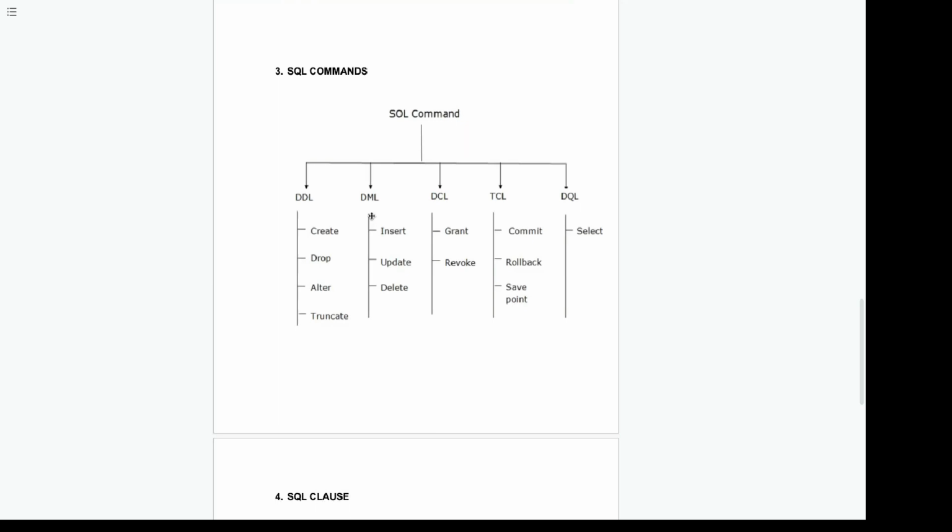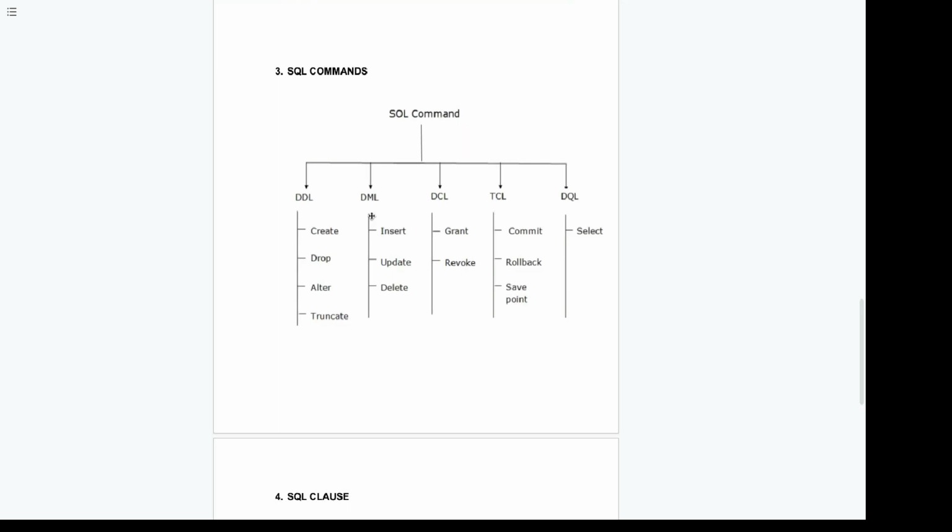Like in DDL, you can give the examples of create, drop, alter and truncate. Similarly, for DML, data manipulation language, you can give insert, update and delete; for data control language, grant and revoke; for transaction control language, commit, rollback and save point; and for data query language, select. So you must know all these 5 types of SQL commands along with examples.